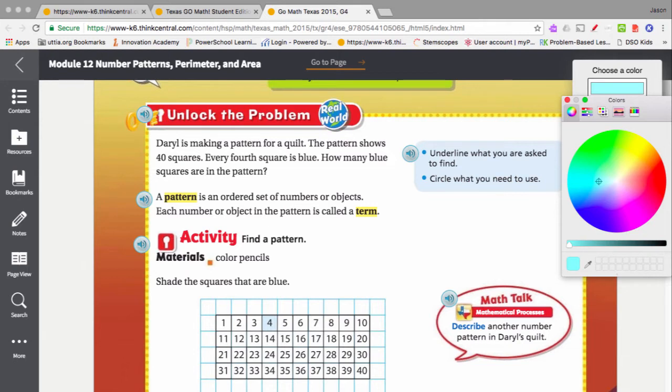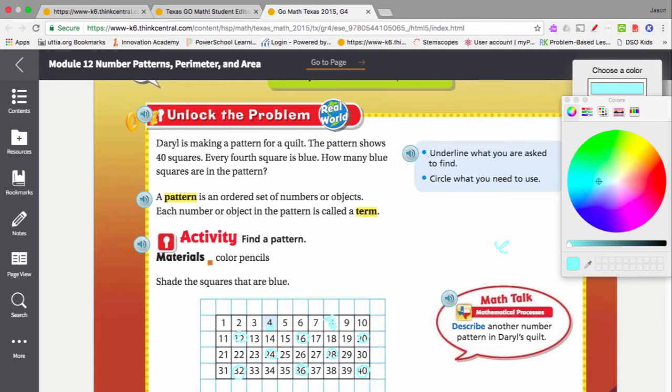There we go, that's blue. Okay, so we have the first one already done, 4. So let's count every fourth square. 1, 2, 3, 4. 1, 2, 3, 4. 1, 2, 3, 4. And so on. We can continue counting every fourth square and marking it blue.